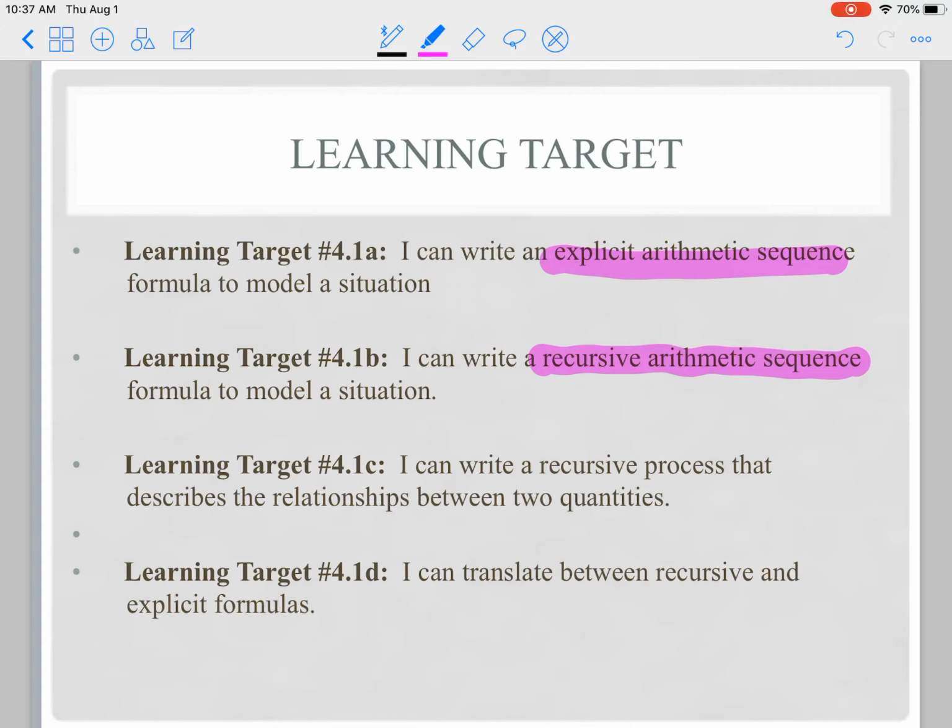Those are 2 different ways of writing the formula or the equation, modeling the exact same sequence. We'll talk about the differences between the two. The third learning target says, I can write a recursive process that describes the relationship between 2 quantities. And then the last thing we're going to look at is how I can translate between recursive and explicit formulas.